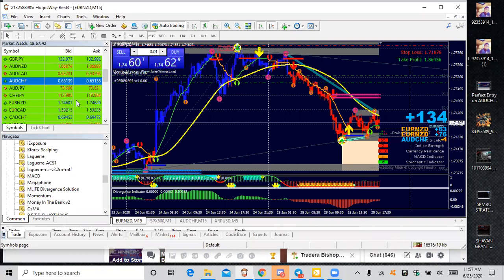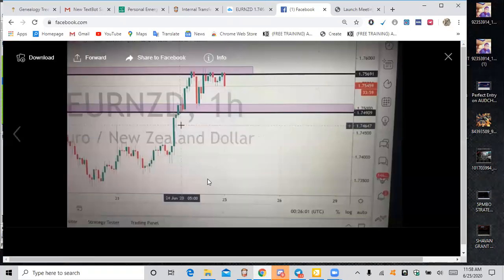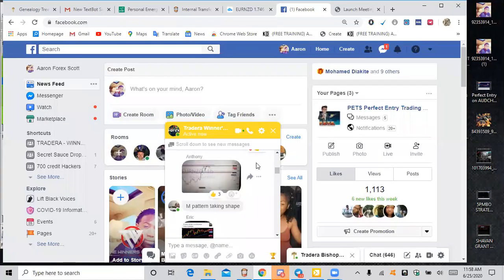I saw a setup yesterday, but not only do we send out a signal in our group, we like to mark it up. We like to show some of our new members what we're looking at. So I'm gonna just pull up the process of what we did yesterday. In the group, I asked people to mark up the chart for Euro NZD. I saw something special going on in Euro NZD. Shout out to Anthony. He sent out his markup. This was his markup for Euro NZD. He noticed that it was sitting at a point of resistance.